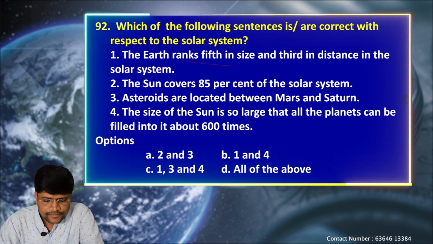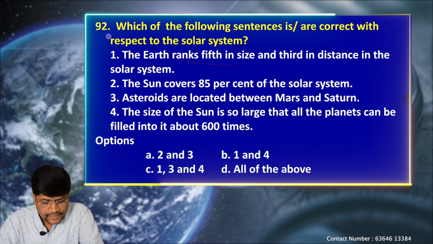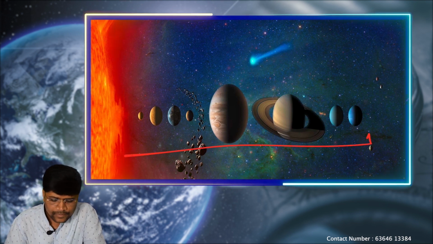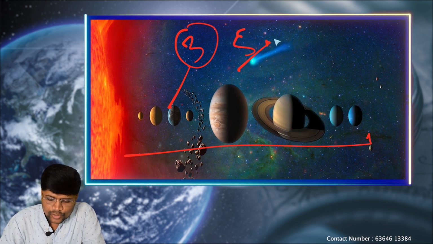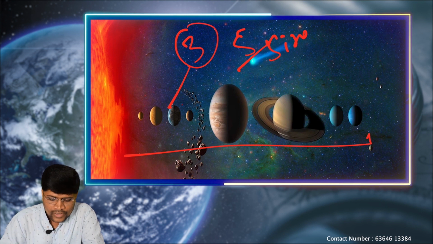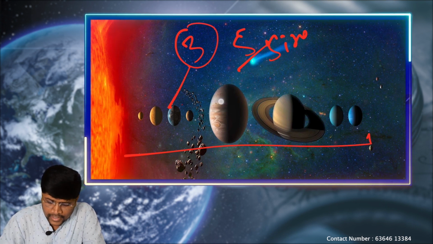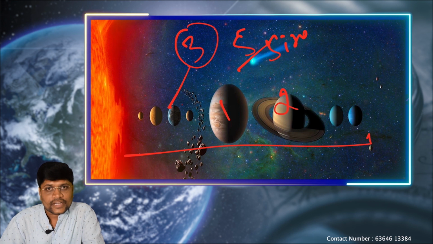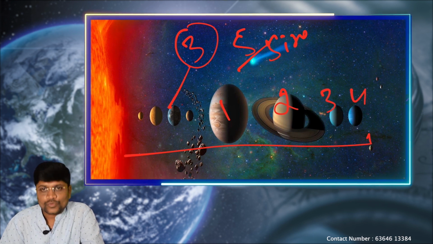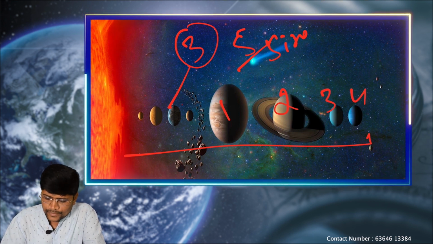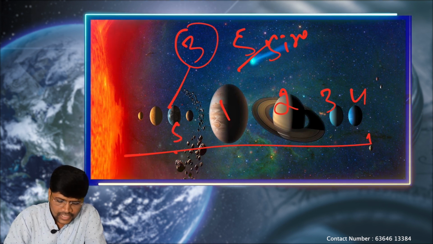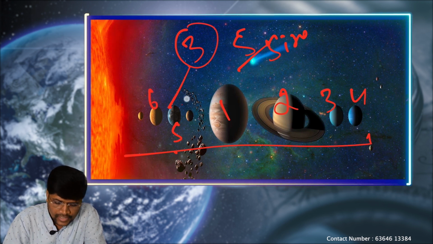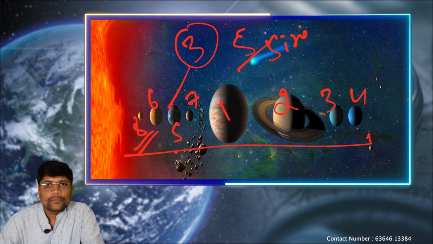So the first statement is about Earth's position and size. We know that within our solar system, of the 8 planets, Earth ranks 3rd in distance from the Sun and 5th with respect to size. Okay, so this is the order by size. Jupiter is the largest one, second one Saturn, third one Uranus, fourth one Neptune. Next comes the 5th one, Earth. Then comes Venus, then comes Mars, and finally Mercury.